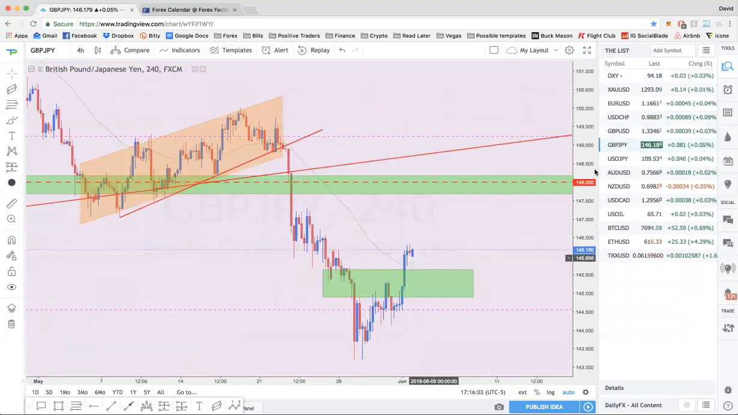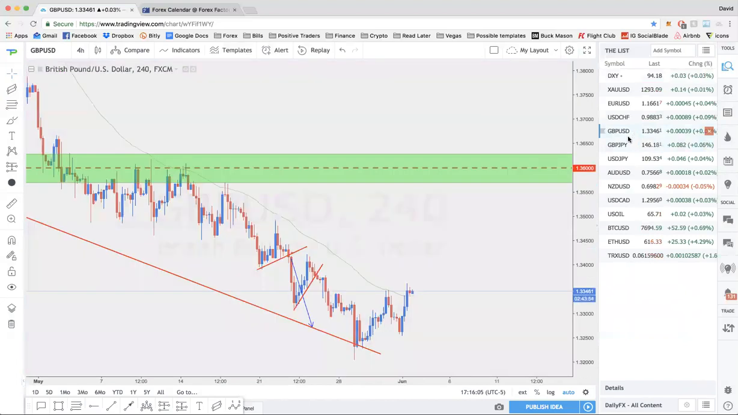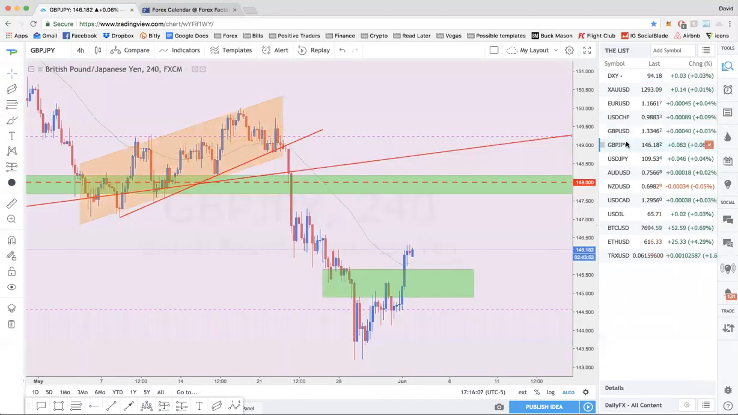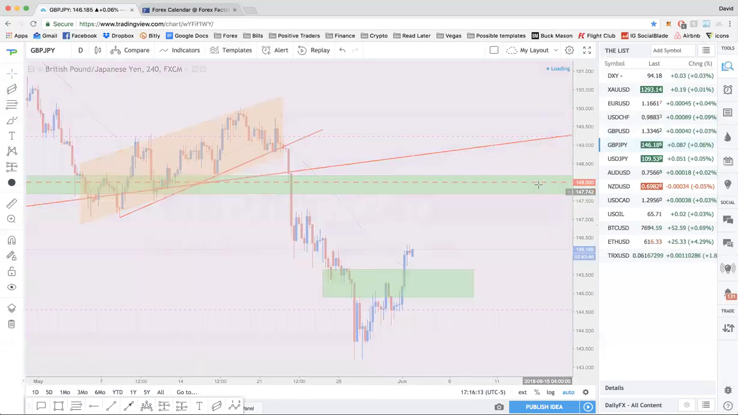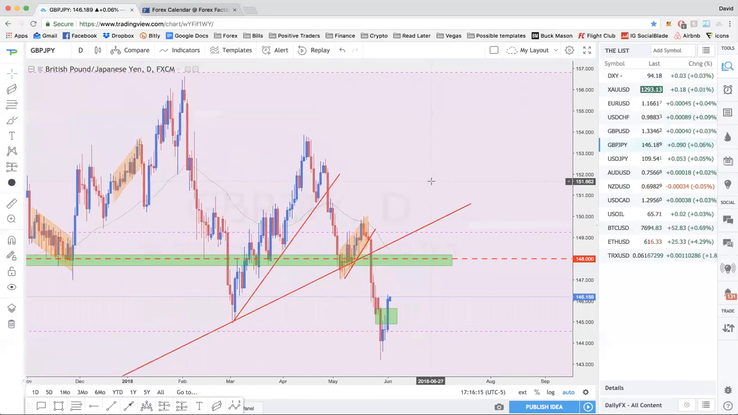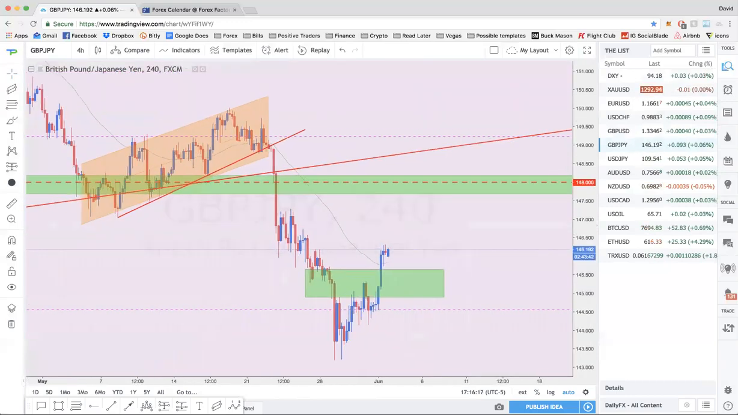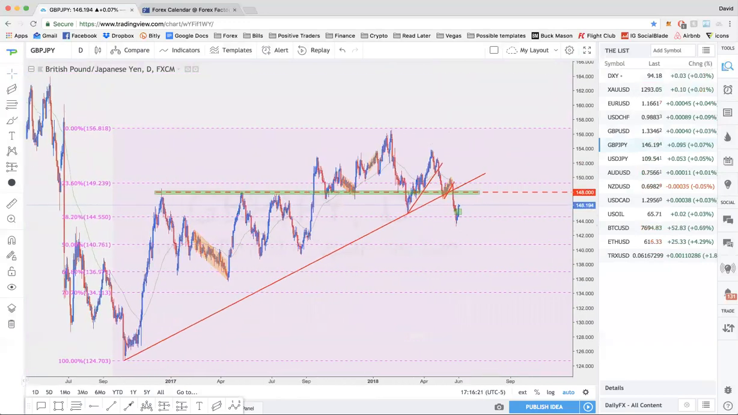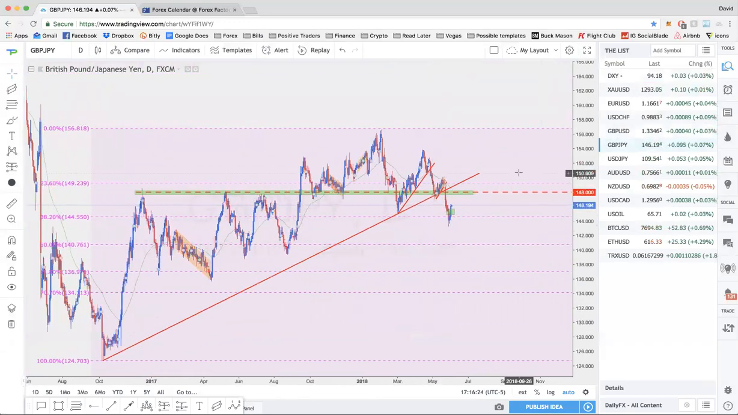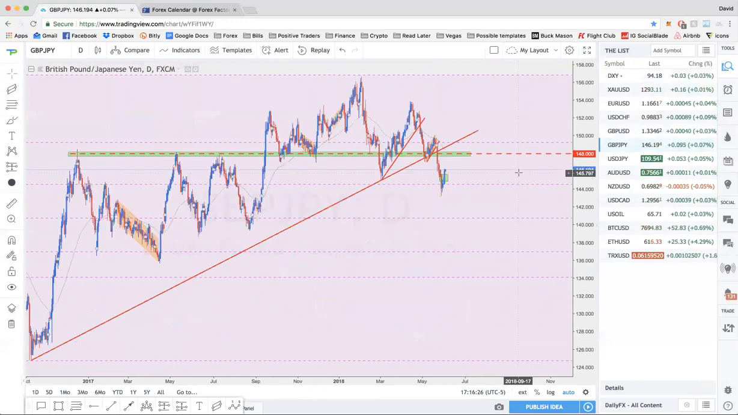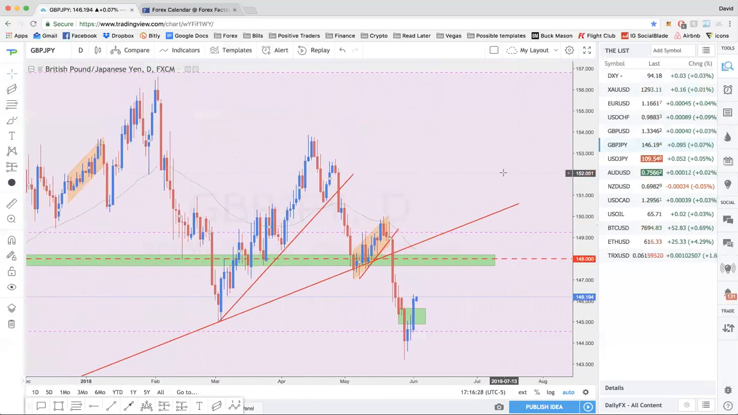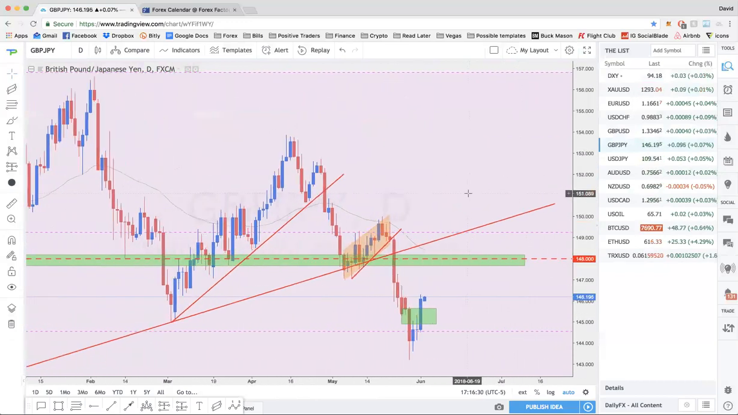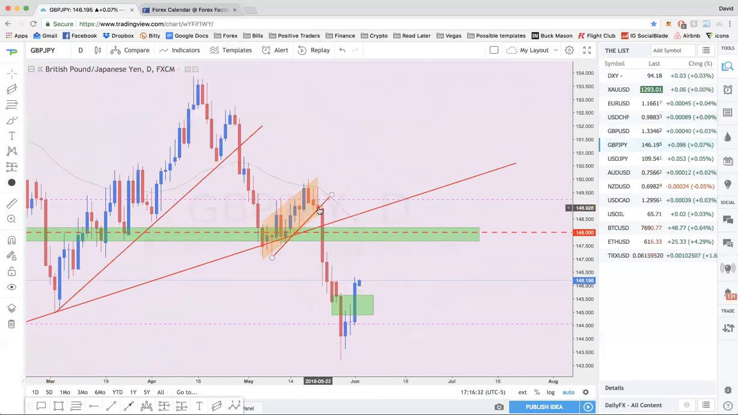Pound yen, same thing. We see a really positive correlation between the pound dollar and pound yen. So we're seeing both of these correct pretty heavily right now. I think we're going to see a little bit more upside on pound yen, but ultimately looking for sell opportunities. Okay. So I'm ultimately still biased to the downside on pound yen. Those of you guys that have been here.